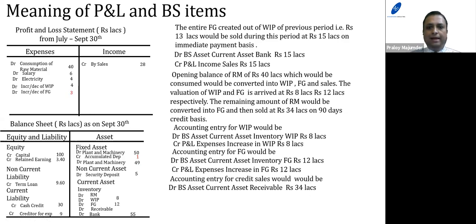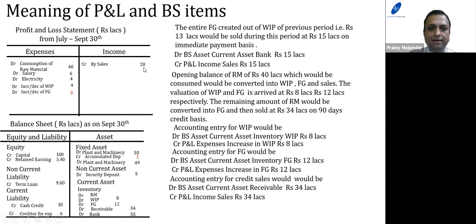Now, the accounting entry for credit sales, that is, 34 lakhs would be on credit sales. If it is a credit sale, then debit balance sheet asset receivable 34 lakhs. So here 34 lakhs would be added; since there is no previous balance, 34 lakhs is added. Second entry would be the credit sales.